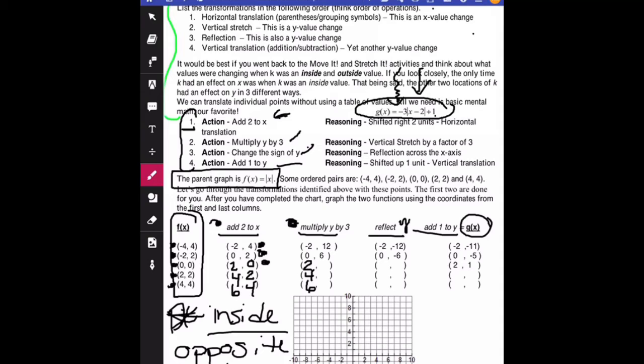So we continue. 0 times 3 is 0. 2 times 3 is 6. 4 times 3 is 12. Okay? So hopefully you're noticing the pattern by now. We're going to move on to the next step, reflect.